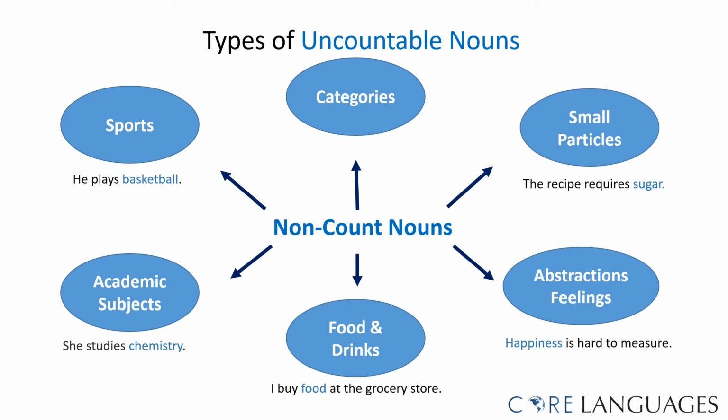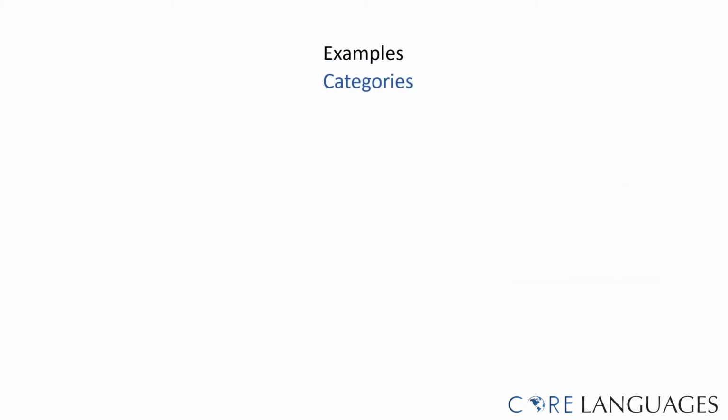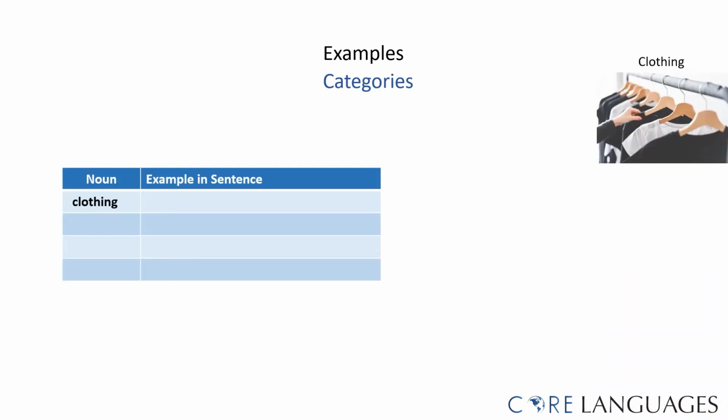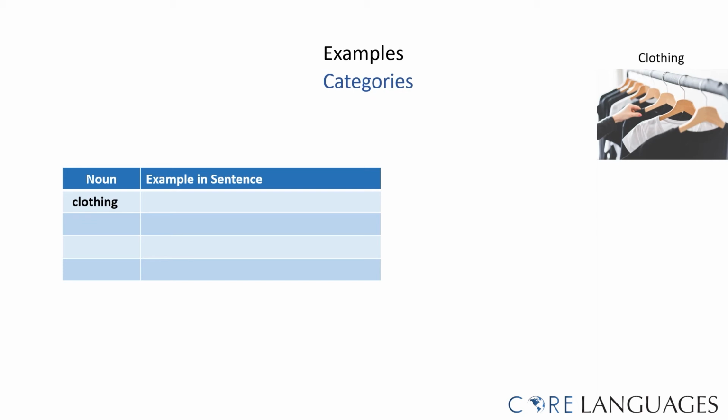We also use uncountable nouns for different categories. For example, they buy some furniture. Furniture is a category of nouns such as table, chair, or desk. Here are examples of sentences that use uncountable nouns that belong to categories. For example, clothing. Her clothing is fashionable.